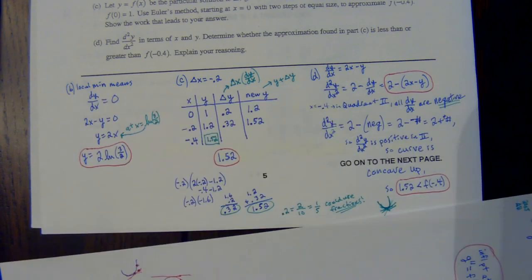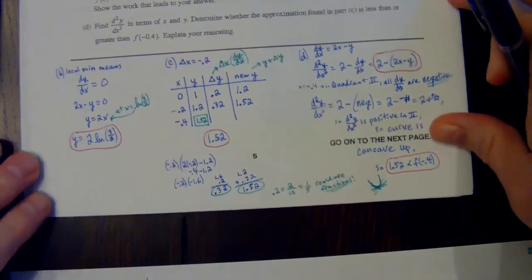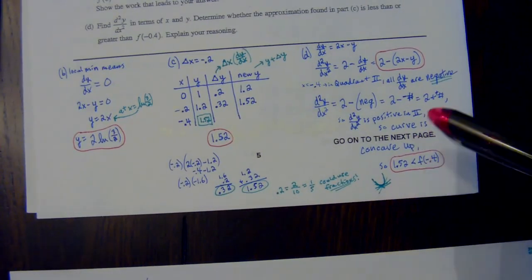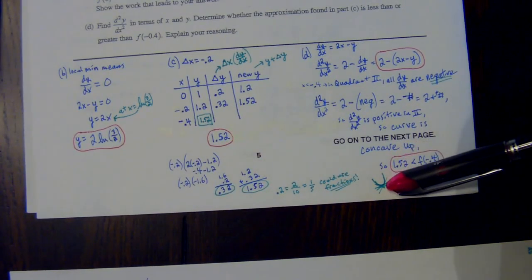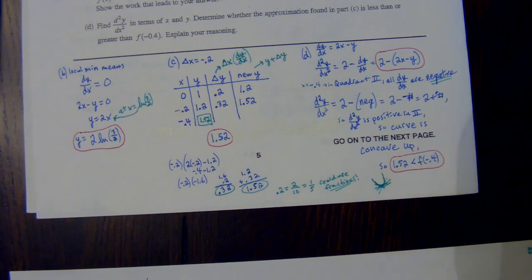So that's why when I realized it was concave up, and then I knew the tangent lines were below the curve, the answer you got is smaller, it's below the actual answer on the actual curve right there.